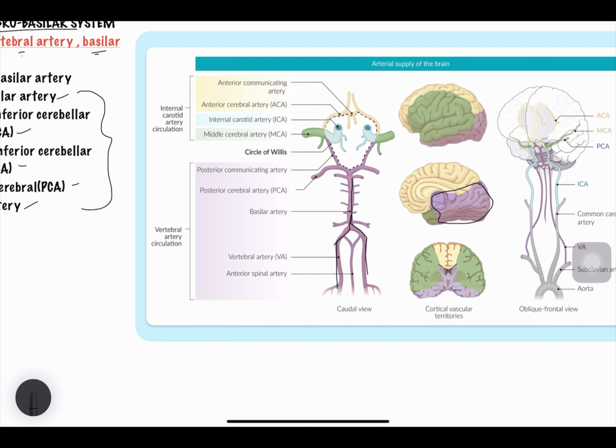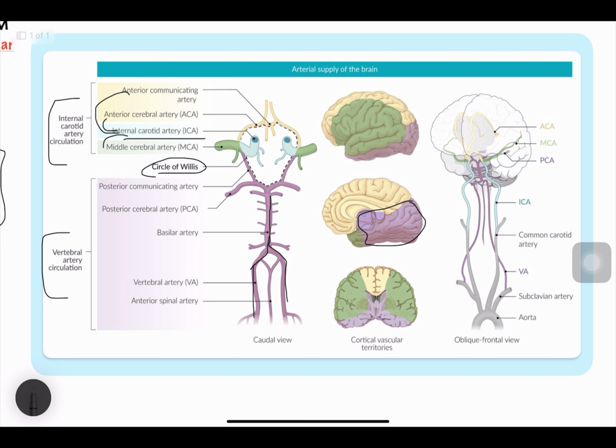So in this picture we can see the anterior circulation and the posterior circulation, and also the circle of Willis. Anterior circulation includes the internal carotid artery, which gives off branches, the anterior cerebral, anterior communicating, and middle cerebral artery, which supply the anterior parts of the brain. Here we can see the anterior cerebral artery, middle cerebral artery, and posterior communicating artery. These all are branches of the internal carotid artery.